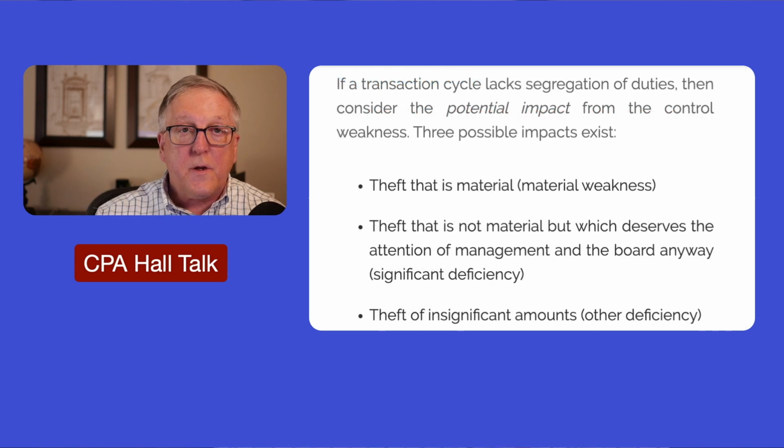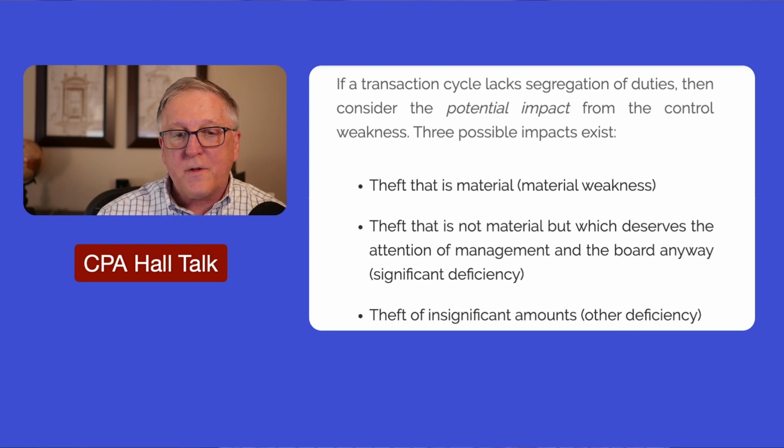Maybe it's corny, but this is how I remember the different pieces that need to be segregated in an accounting system. Now, as you consider segregation of duties, look at the slide here, and you'll see that sometimes when segregation is lacking, there could be a material weakness. In other words, a material amount of money or assets could be stolen. On the second bullet, you see a situation where the amount that could be stolen is not material. If that's your situation, then you probably have a significant deficiency.